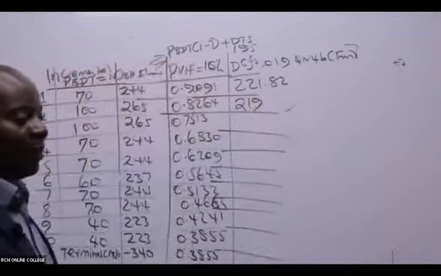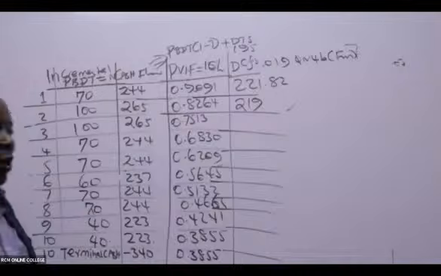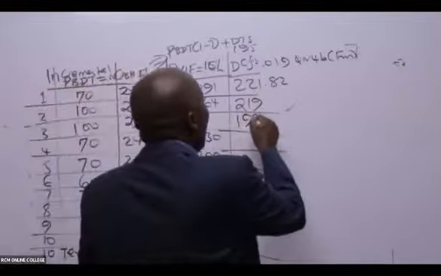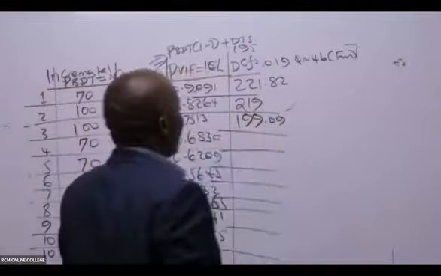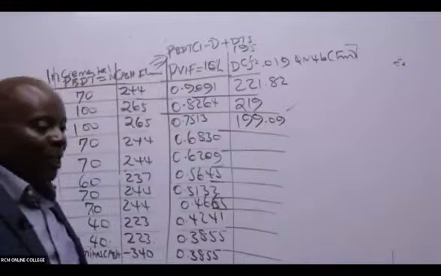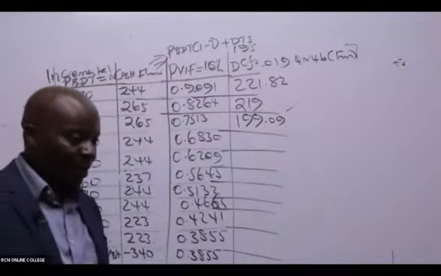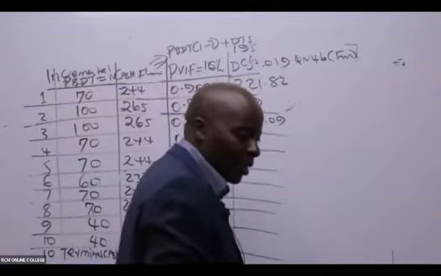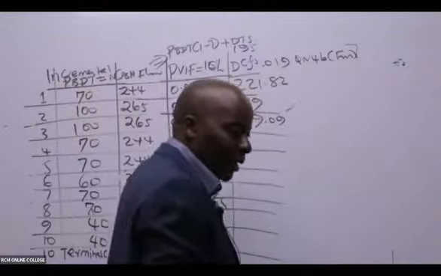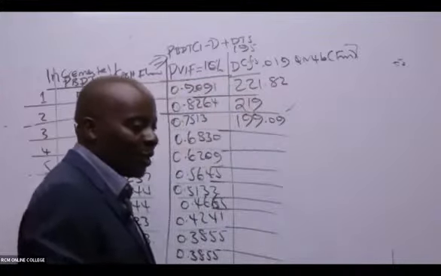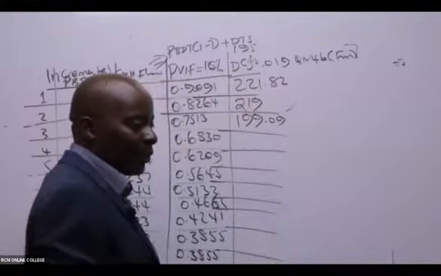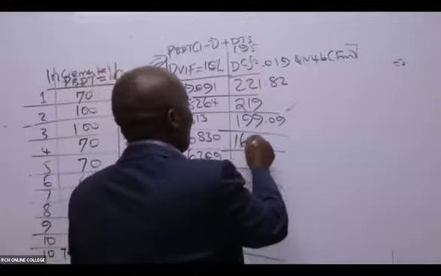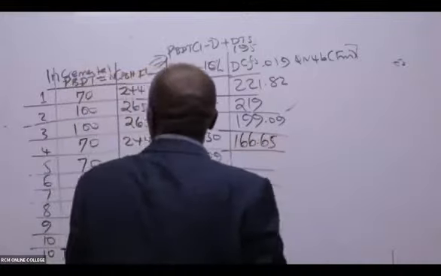Then you go to year number 3. Year number 3, we have 199.09. Then we go to year number 4. Year number 4, what do we have? 166.65, I don't know. 166.65. Then we go to year number 5.